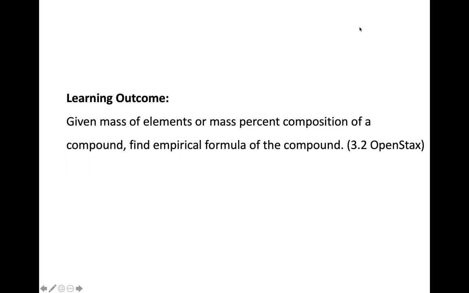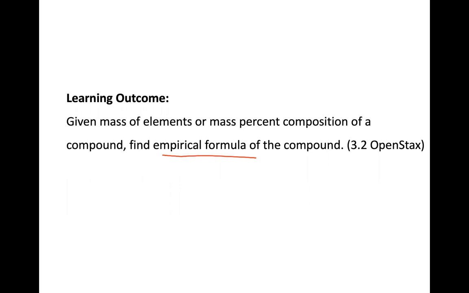Alrighty, hello everyone. In this video, we will take a look at how to determine the empirical formula of a given compound. If you recall, we've talked previously about the empirical formula and how it gives us the simplest ratios of atoms in a given compound. So let's consider an example.